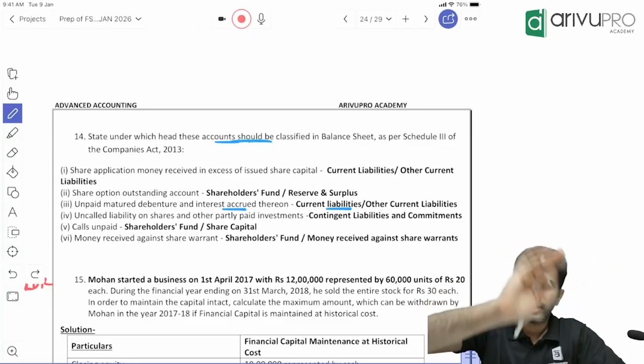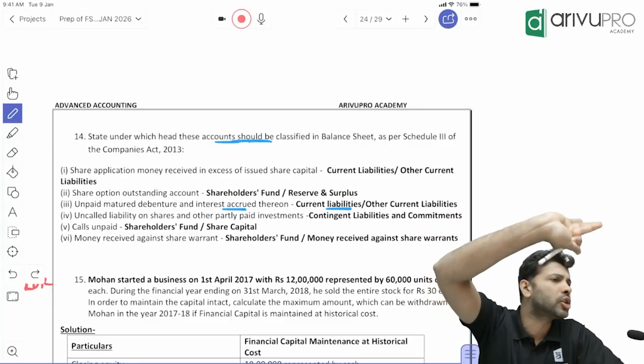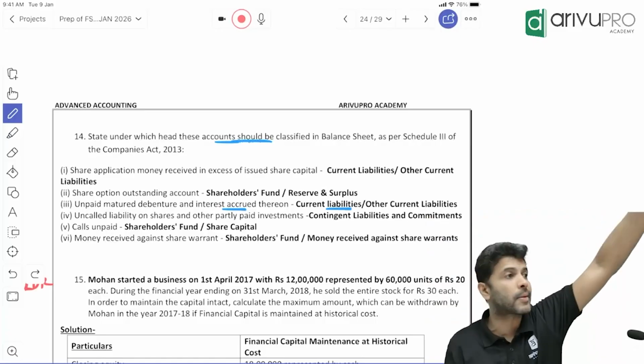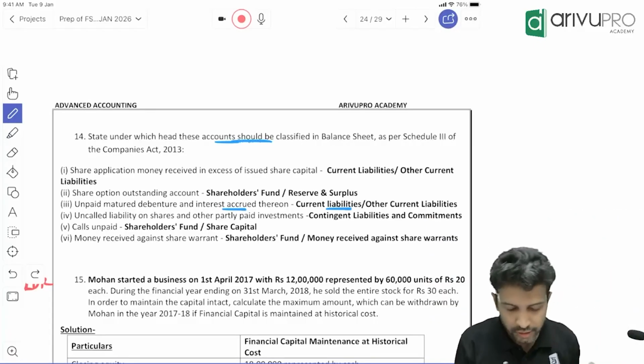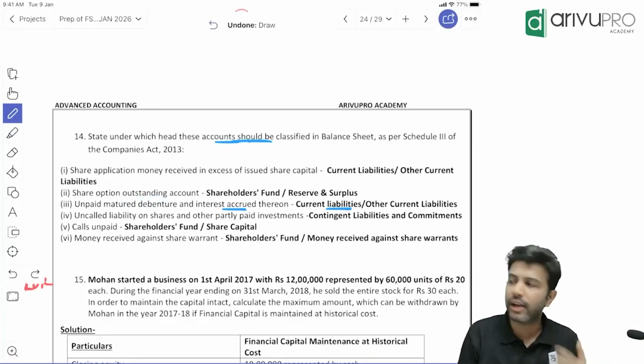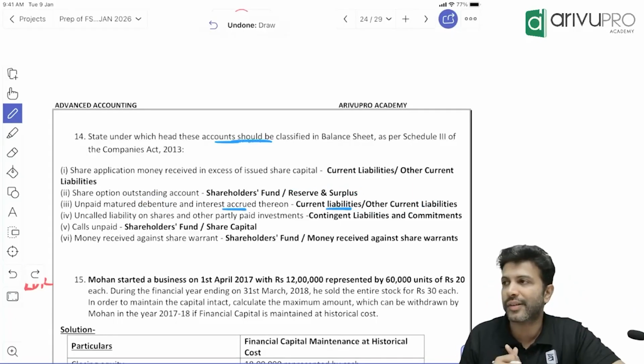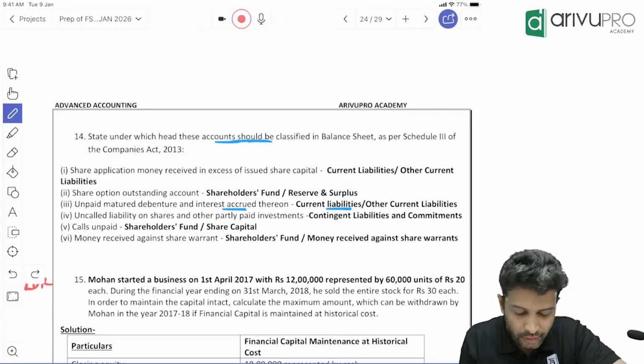Now if it is not matured, then you can show it under long-term borrowings, provided the settlement is beyond 12 months from the balance sheet date. That's the rule. Here it's already matured. So can you delay it or not? Hence it comes under current liability, specifically under other current liability.